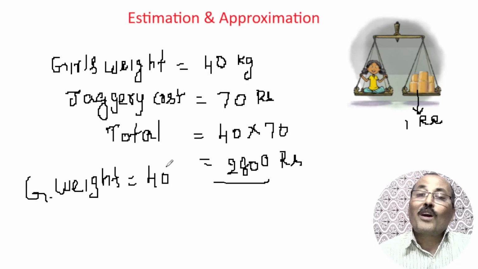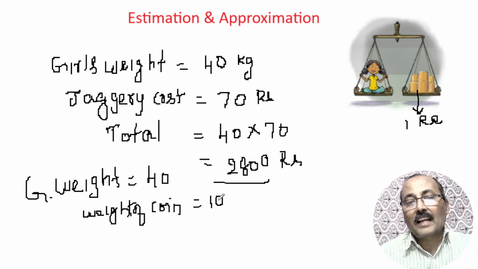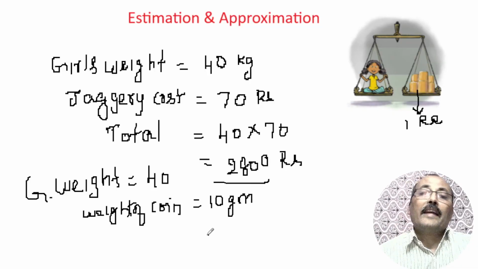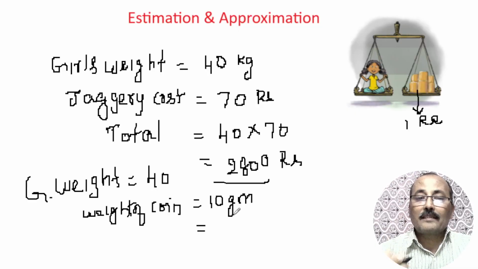Now, one more thing: what will be the weight of the coin? It may be 10 grams. Yes, 10 grams only; it may not be more than that. Let us assume that the weight of the coin is 10 grams. Now in 1 kilogram, how many coins will you get? How many coins do you have to put for 1 kilo? If you say it just like that, the answer is 100 coins, so for 40 kilograms it is over 4,000.